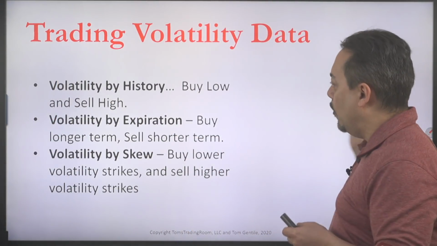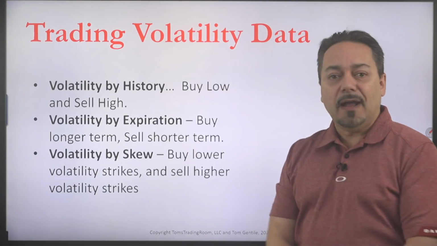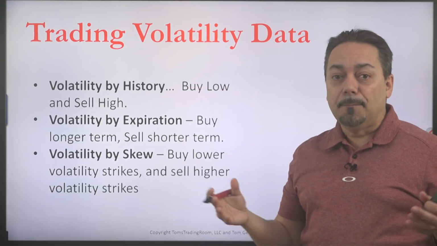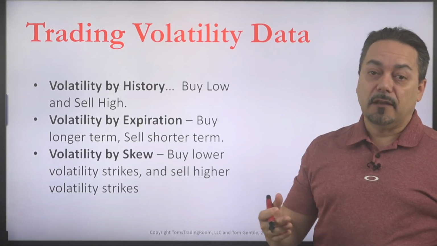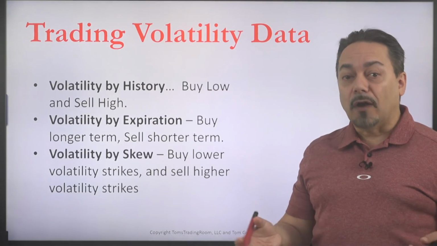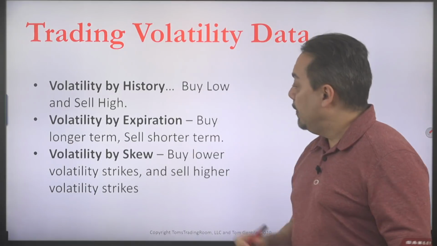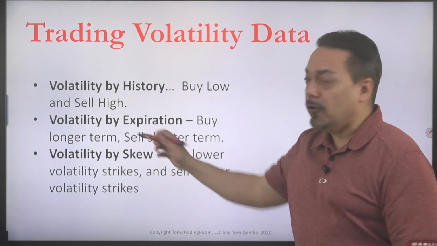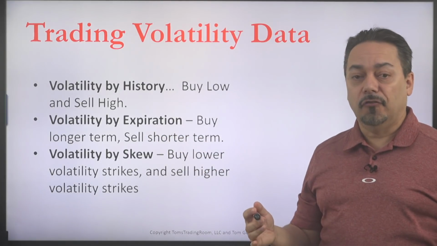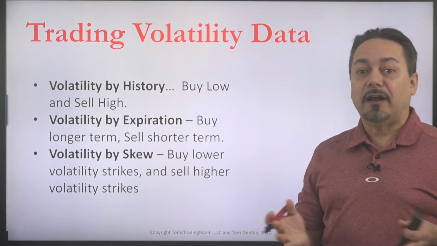And so again, we can take a look at these and come up with some ideas with volatility on how we can exploit it. Number one, volatility by history: simply buy low and sell high. The time to buy options on Delta was a month ago. The time to sell options on Delta is right now. Number two, volatility by expiration. You can buy the longer term options and sell the shorter term options. That's referred to as a time spread or a calendar spread.